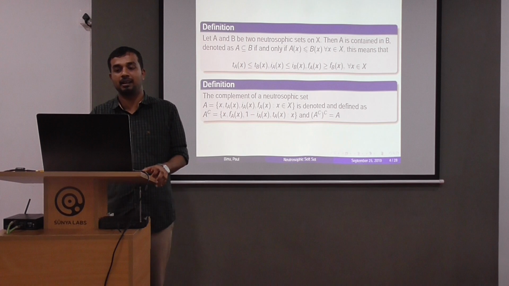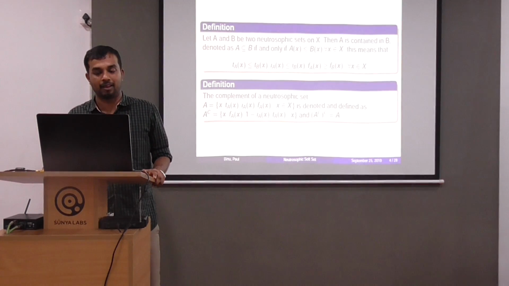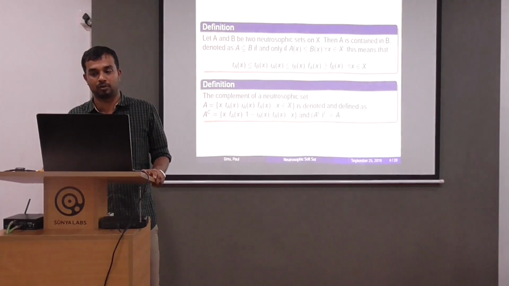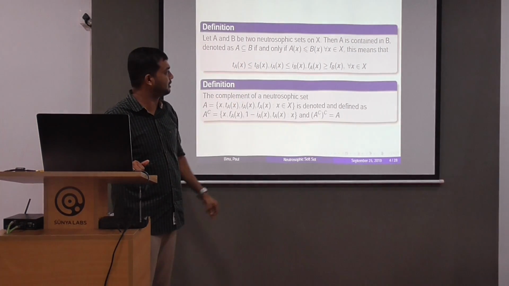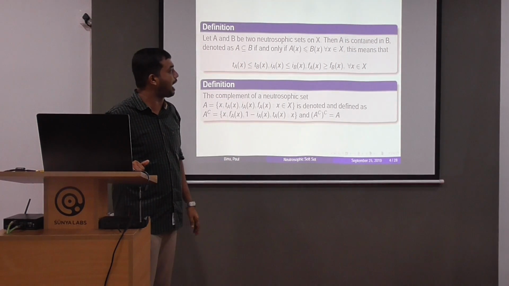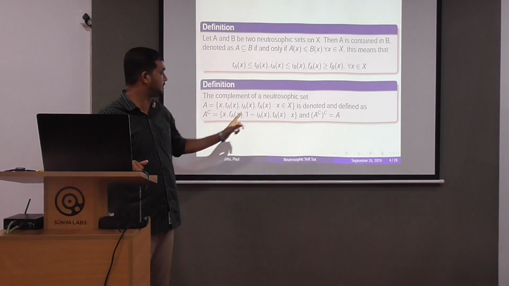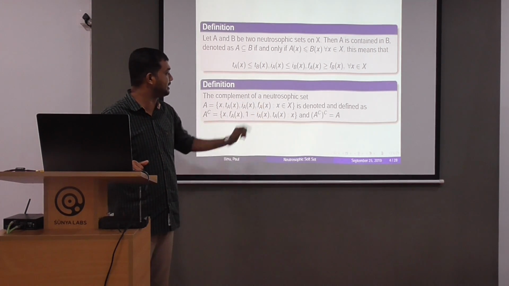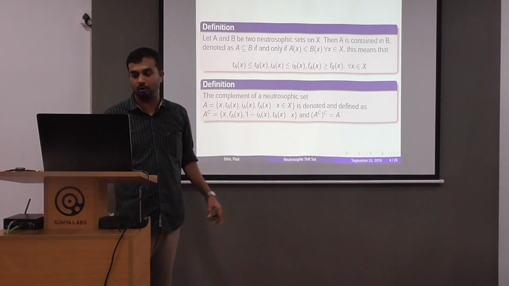Next, A and B are two Neutrosophic sets. Then A is contained in B, denoted as A is a subset of B, if and only if A of x is less than or equal to B of x for all x belongs to X. This means T A of x is less than or equal to T B of x, I A of x is less than or equal to I B of x, F A of x is greater than or equal to F B of x. Then the complement of a Neutrosophic set is obtained when we interchange the components. That is F A of x, 1 minus I A of x, T A of x.